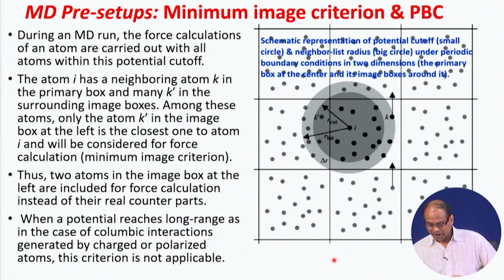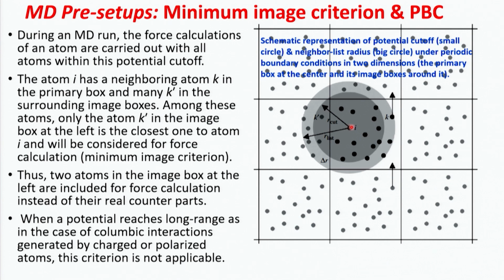Also, we need to use the minimum image criteria. So essentially, let's say this will be the cutoff, R cut. So this black sphere will be a sphere of radius R cut. First we are considering a periodic boundary condition, and one atom we are considering, whatever atoms are within this sphere only we consider, not the other ones. Okay. But at the same time we also need to look for the minimum image criteria. Okay.